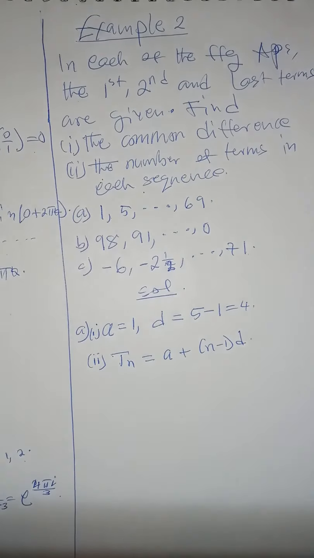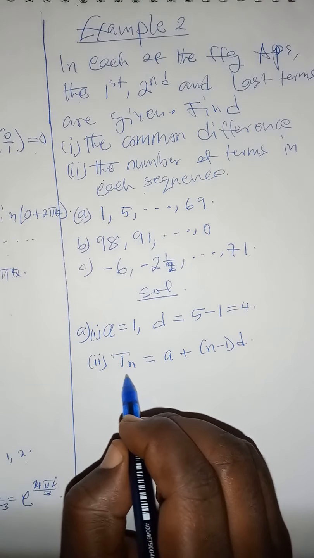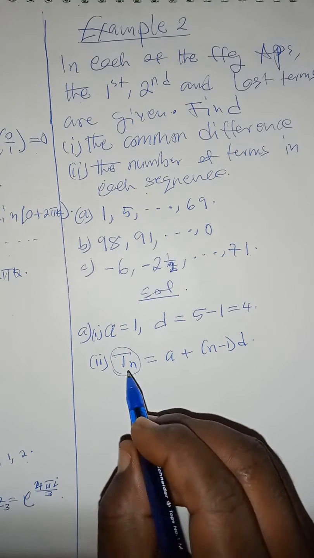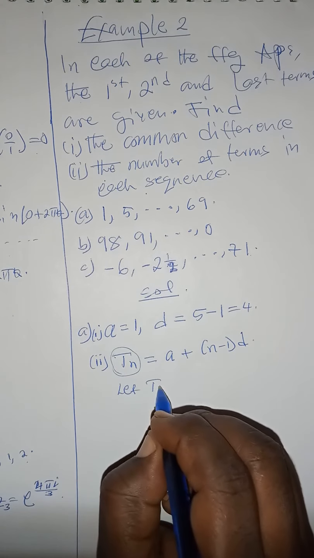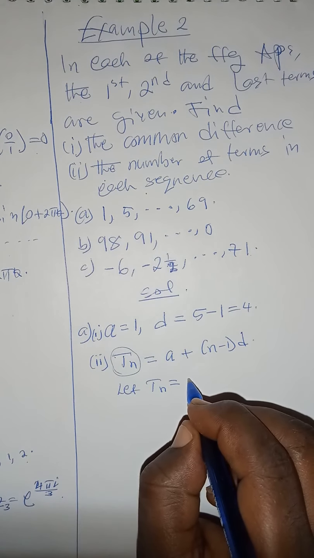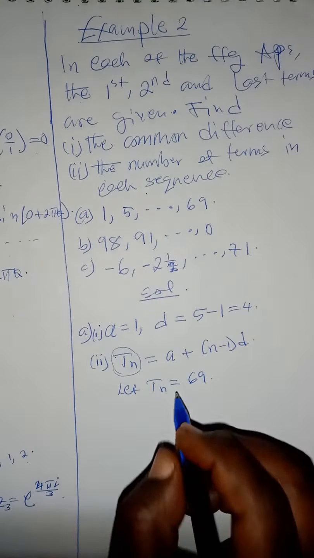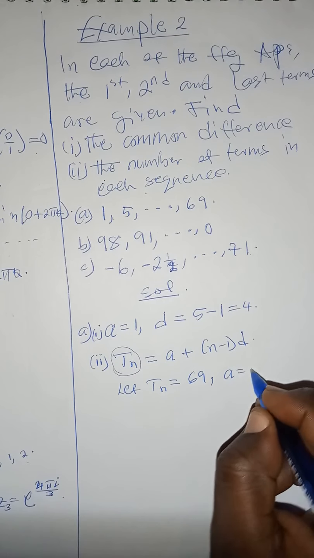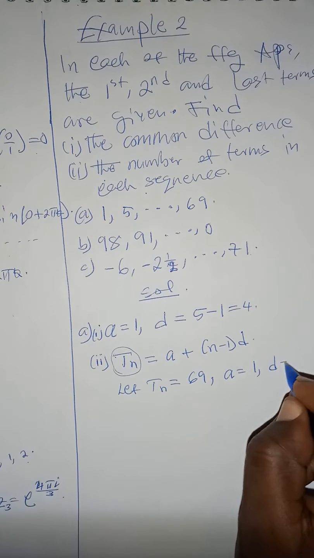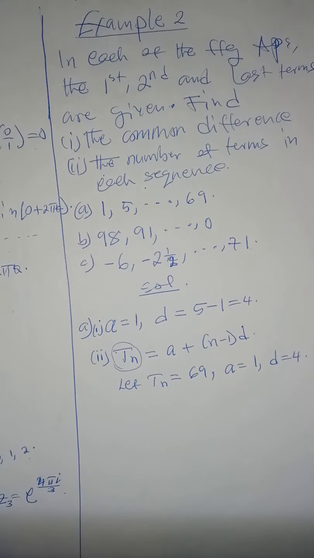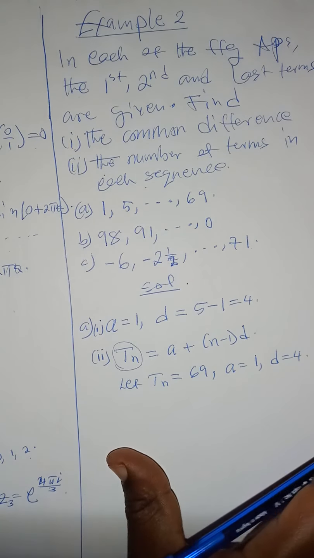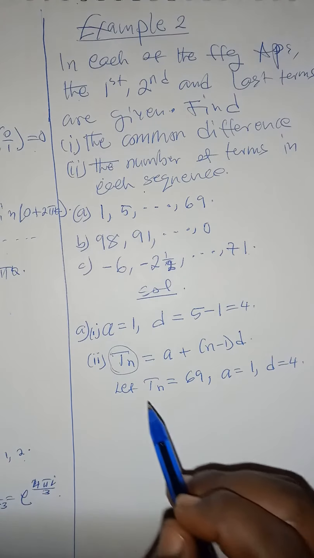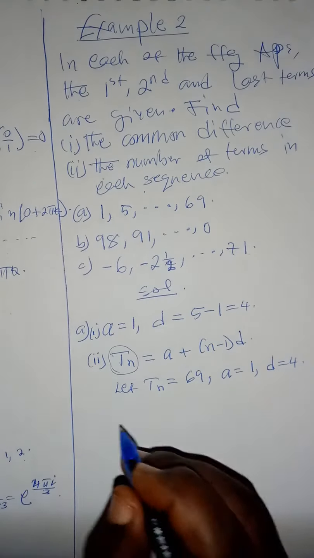Now, the last term. Tn always stands for our last term if you're dealing with it, right? So if I fix the last term to be n, I will say let Tn be the last term, which is 69. If Tn is the last term, 69, my A is equal to 1 and the common difference is equal to 4, then I can find n. I'll only need to substitute, okay? In finding n, you go to the last term and fix Tn equal to the last term. Simple.